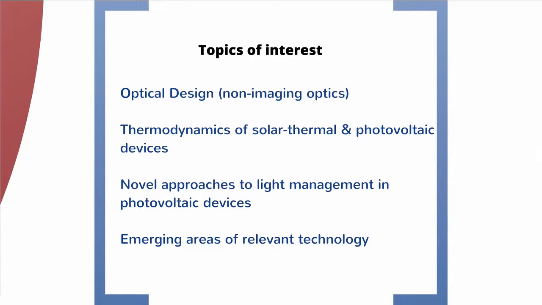Then we'll also look at novel approaches to light management and photovoltaic devices, which basically means today, when you buy a solar panel, there is a reason why the panel efficiency that you can buy and put on your roof is about, let's say, if you buy a good panel, maybe 18%. Whereas 3 years ago, if you had bought it, it would be maybe 12%. There is a reason for that increase of 6-7%. And that increase is related to what I can call light management.